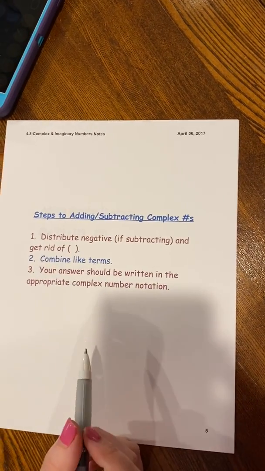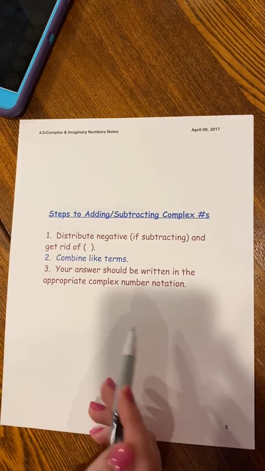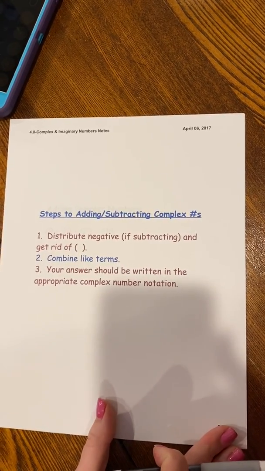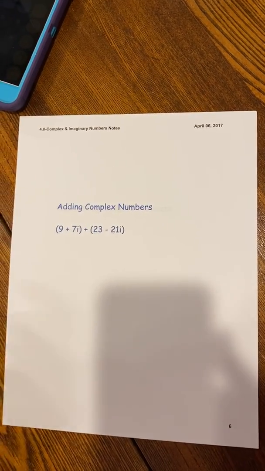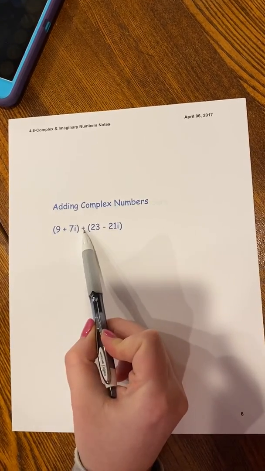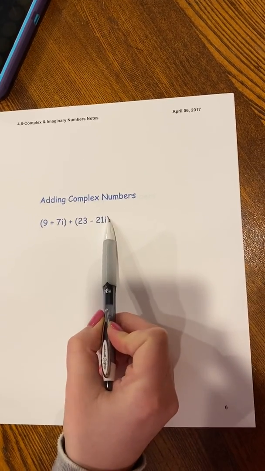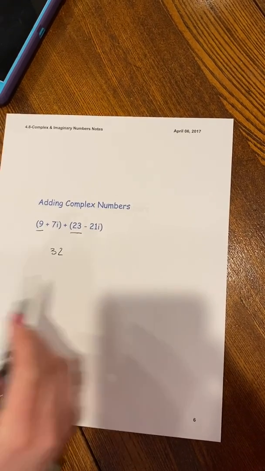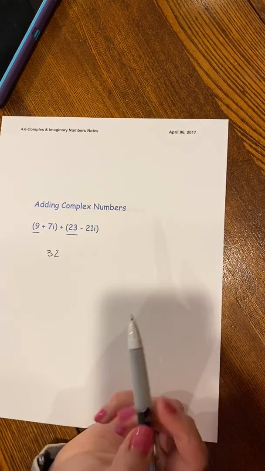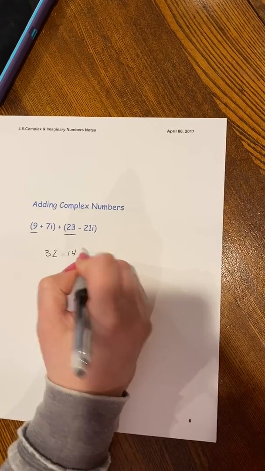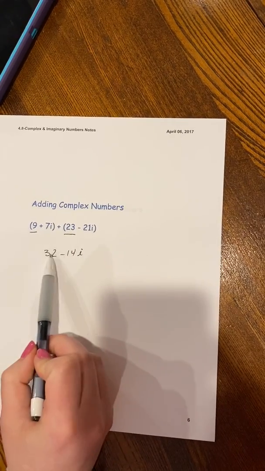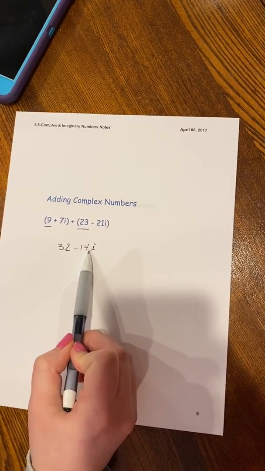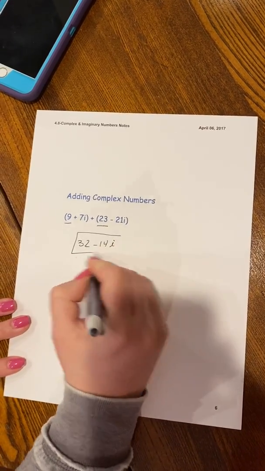Okay, now we're going to do some adding and subtracting of complex numbers. These are the steps. You can find those on Edmodo. So first off here, I've got a plus sign, so I would just distribute a +1, which doesn't change anything. So I'm just going to start combining like terms from here. So 9 plus 23 would be 32. And then 7I plus -21I would be -14I. And I just have to make sure that my real number is first and then followed by my imaginary number. So this would be in the correct form.